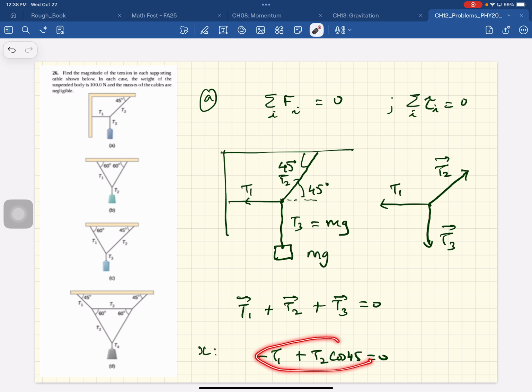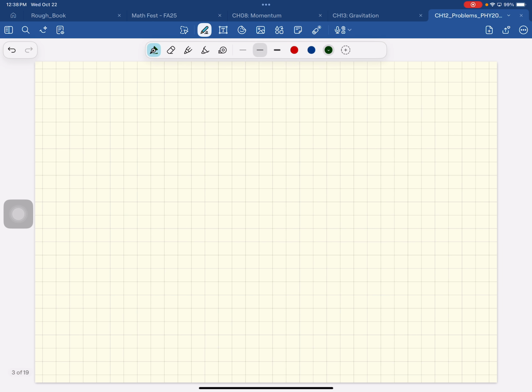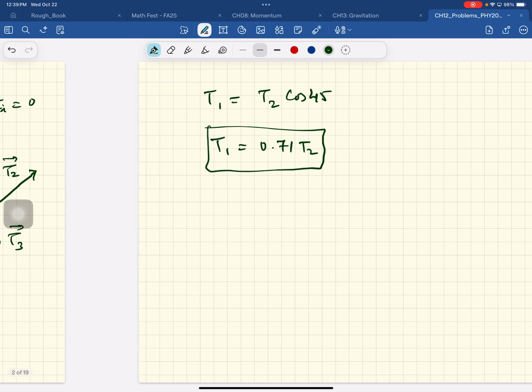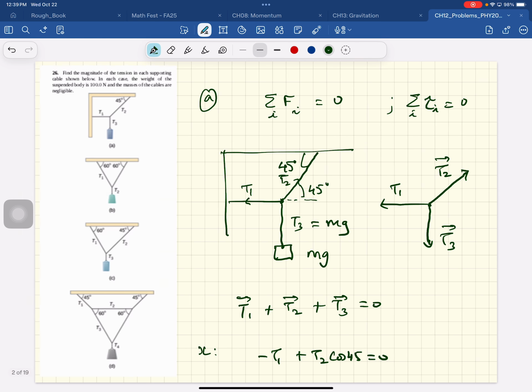What this equation tells us is that T1 is T2 cosine 45. So what the x component of the force tells us is that T1 is 71% of T2. T2 is greater. Now let's look at the y components of the forces. T1 doesn't have any y component. The y component of T2 is balancing T3, which is mg.